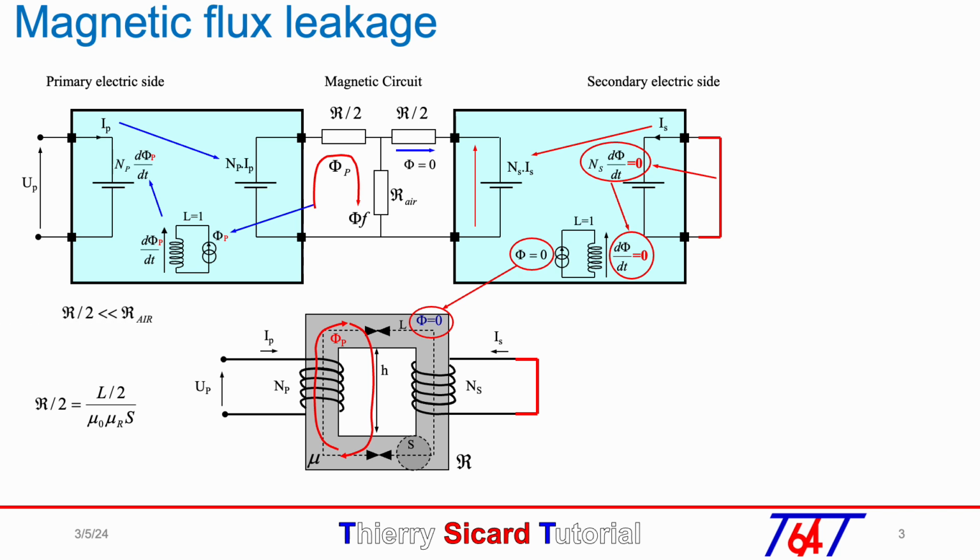As the air reluctance is much higher than the half reluctance of the magnetic circuit, we can assume that the total leakage reluctance is almost the air reluctance. The leakage inductance seen from the primary side is Np squared divided by the air reluctance.